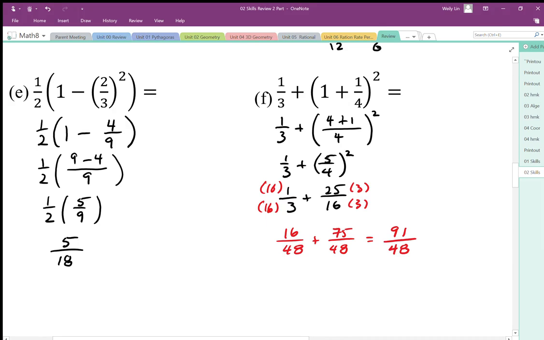We should try to find a common factor to divide here, but 91 happens to be a prime number, so we can't. Sorry, 91 is not prime. 91 is divisible by 7, so this is not going to divide nicely. 7 times 13. There's no common factors shared in the top and bottom.